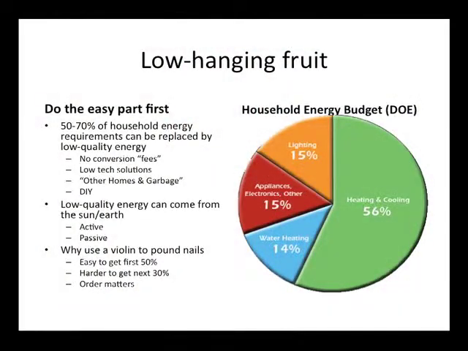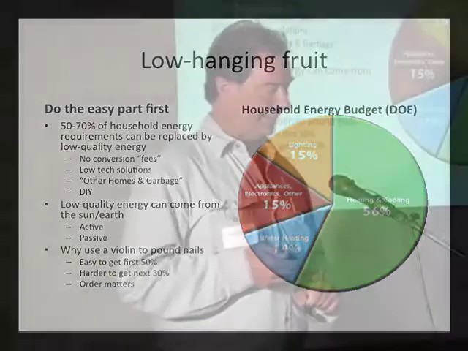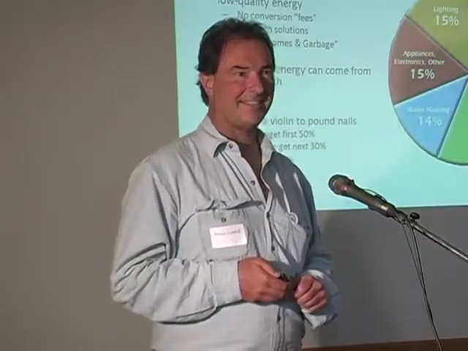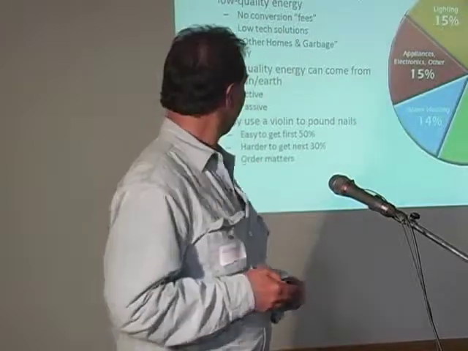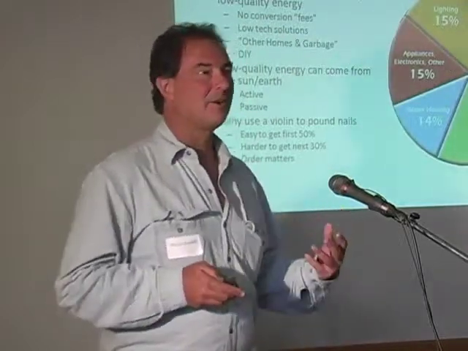So low-hanging fruit, this is getting toward the direction of what can you do? So do the easy part first. 50 to 70%, I checked in a number of places, of household energy requirements can be replaced by low-quality energy. So heating water and heating air doesn't require fancy technology, doesn't require turbines or even photovoltaic solar cells or even fancy, expensive batteries with lots of rare elements in them. It's quite simple and low tech. And so in some sense, there's no conversion fees.